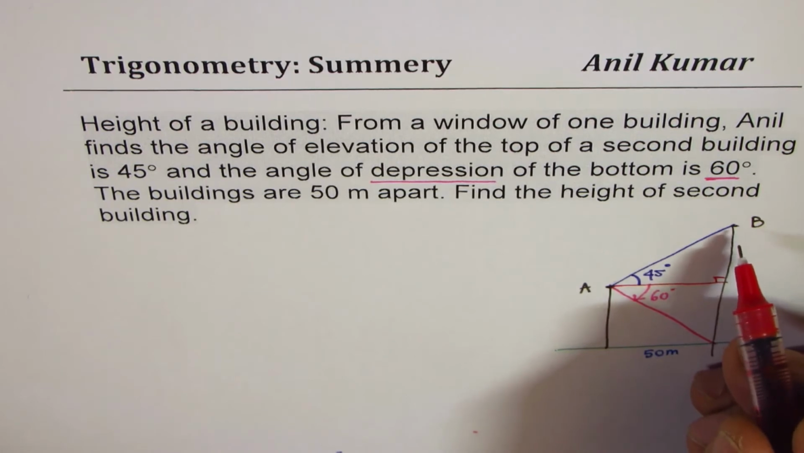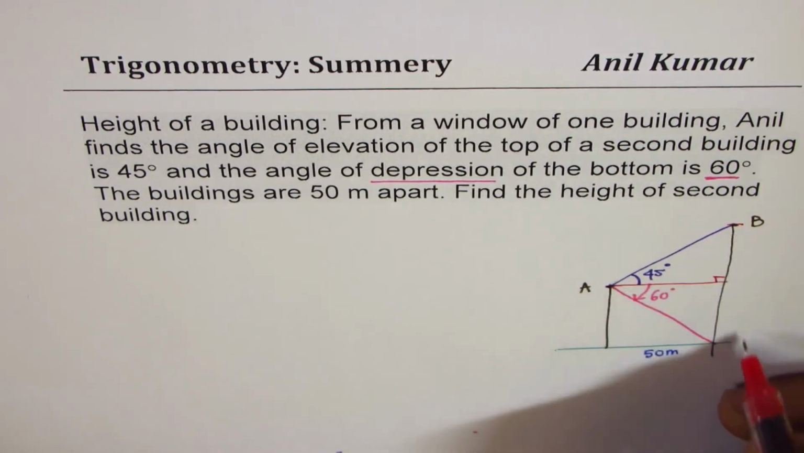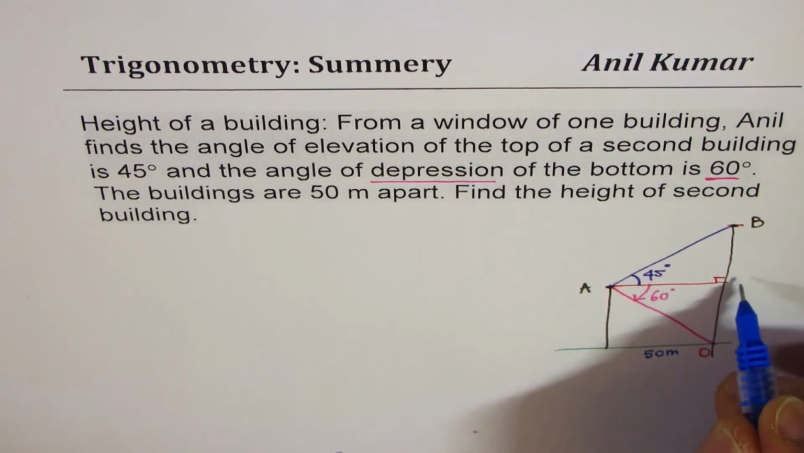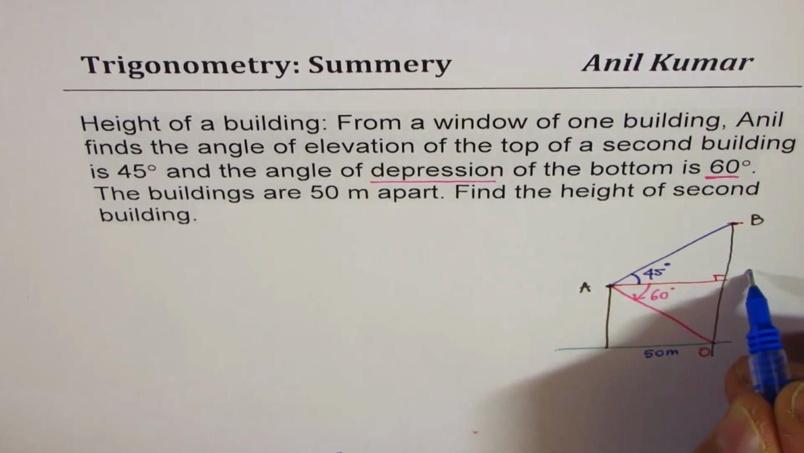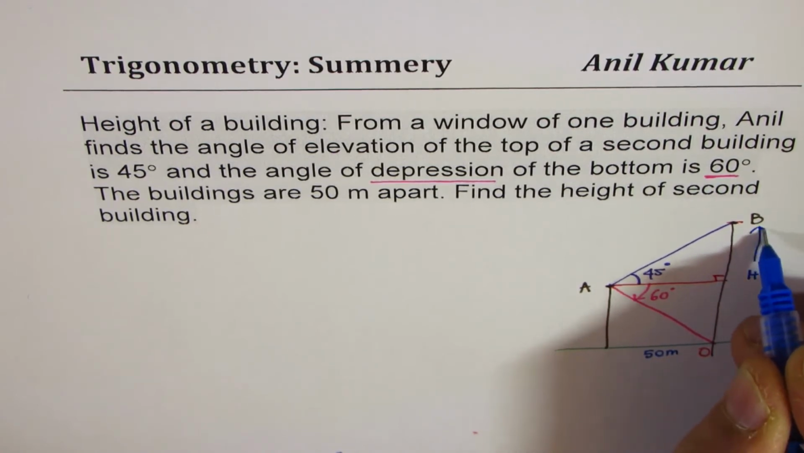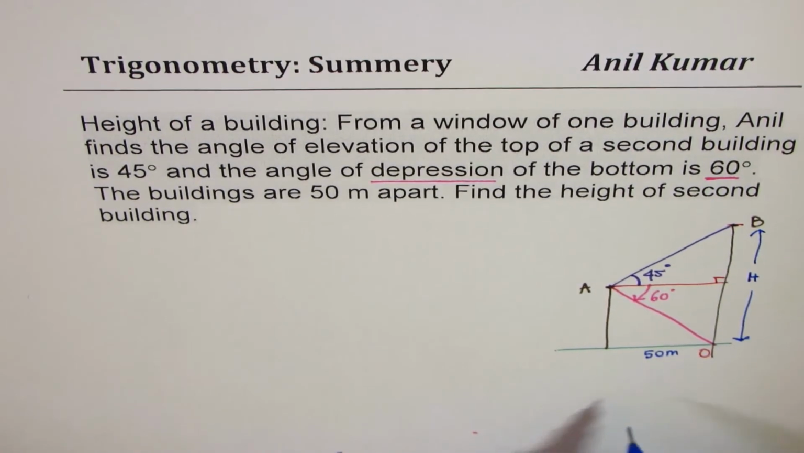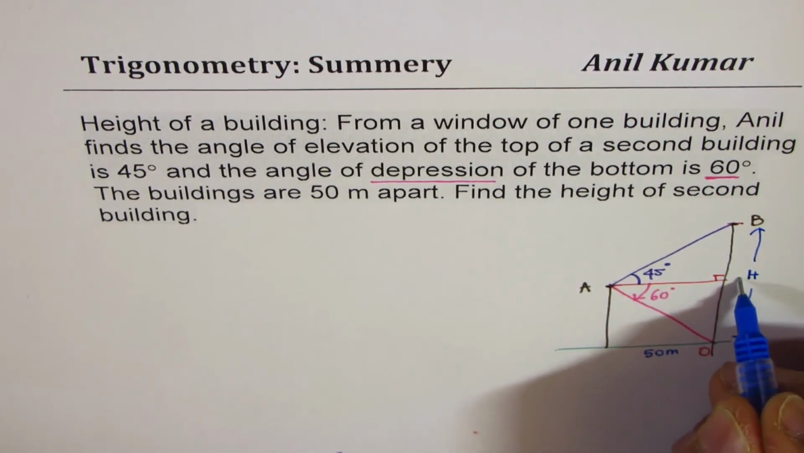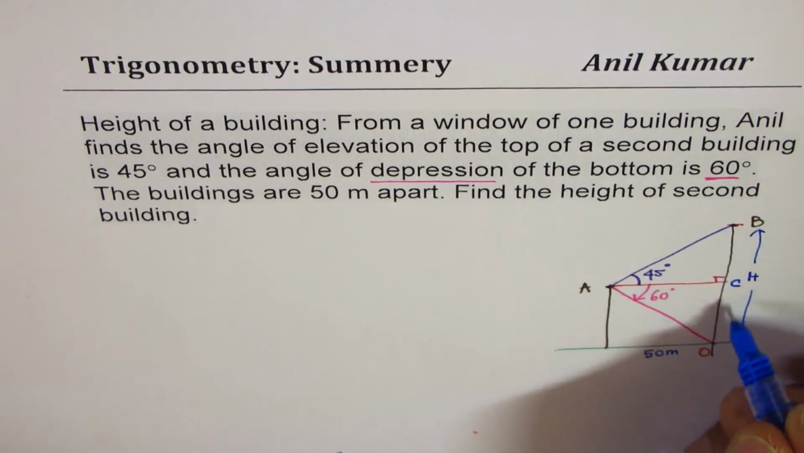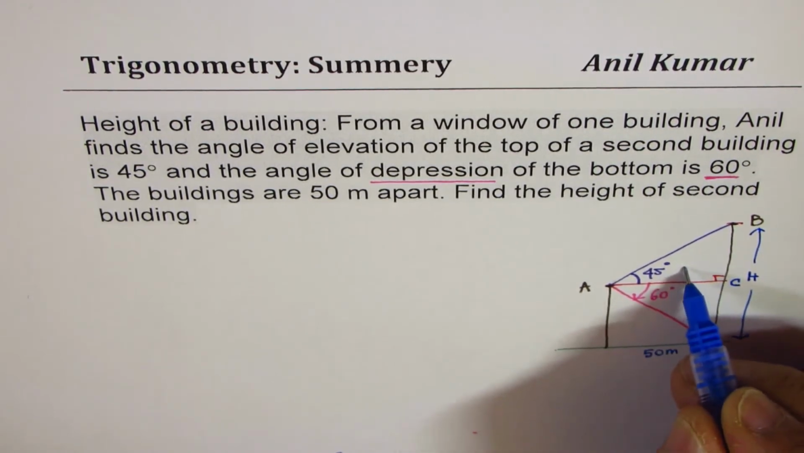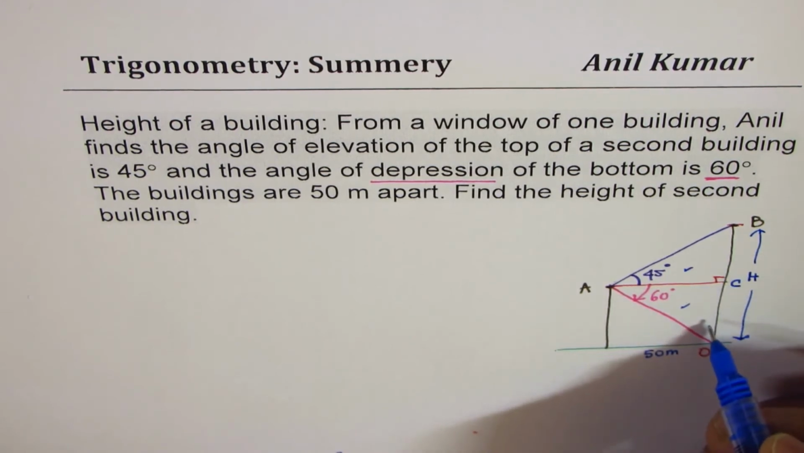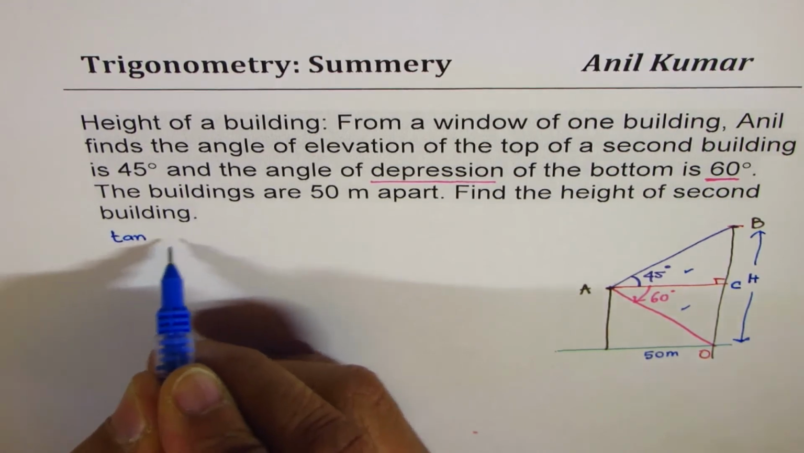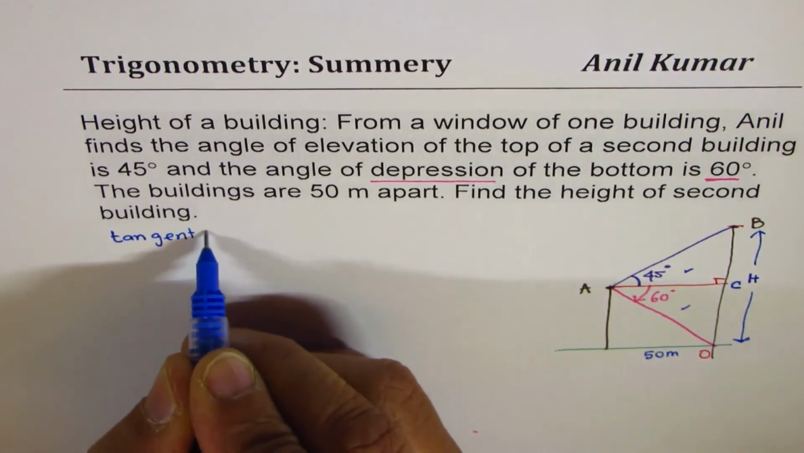We need to find the height of the second building. That means this height. Let's call this point O. Then we are interested in finding the total height. Let's call this height capital H. Now clearly this height is a combination of, let's say this is a point C here, BC and CO. We have two triangles. We can solve both these triangles and find the height. So I'm going to use tangent ratios.